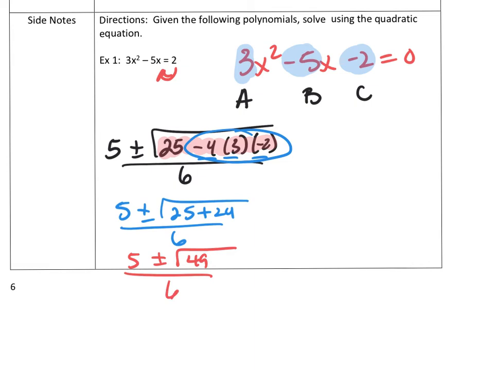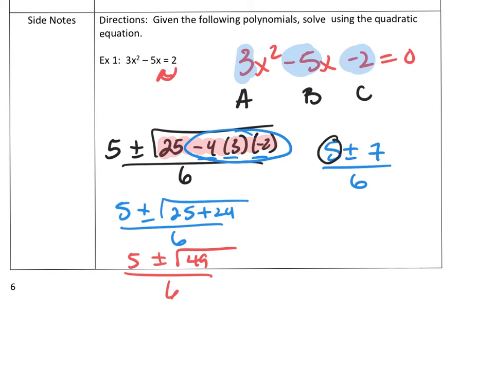Before I break down 49, I always like to ask myself, I can break it down if I want to, or I can ask myself, is the square root of 49 a nice number? And hopefully you answered yes, to give you 5 plus or minus 7 all over 6. I always like to make sure it's not a perfect square before I type it in my calculator or try to break it down. So from here, it's super easy. So look what we have.